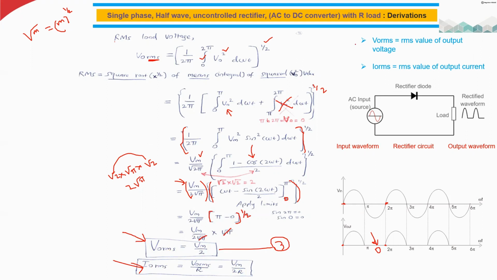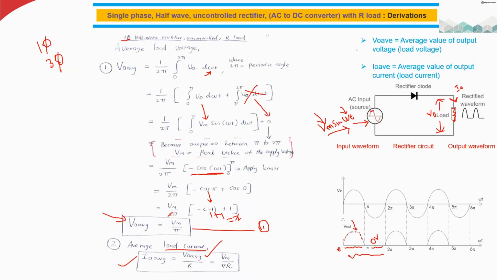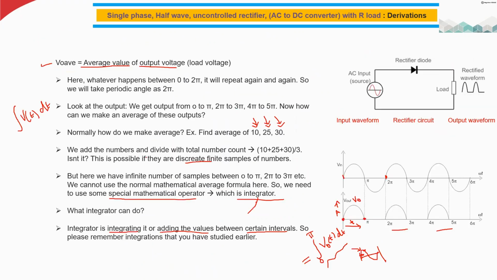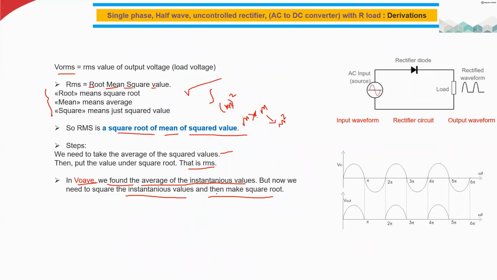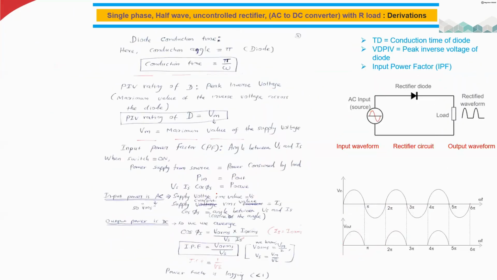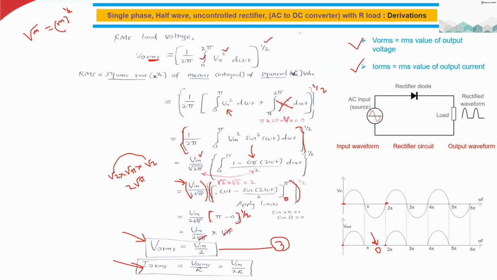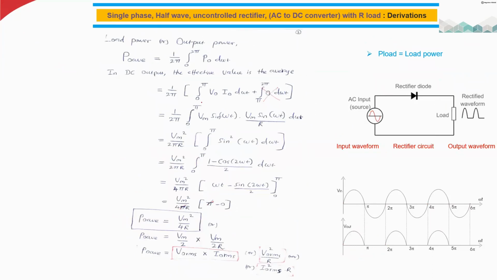So now we have derived VO RMS and IO RMS. In the previous slide, we derived VO average and IO average. So according to our first slide, we finished 4 things and we still have 4 more. These 4 more are very easy. So now we have to calculate the load power, or the output power. This is another parameter.